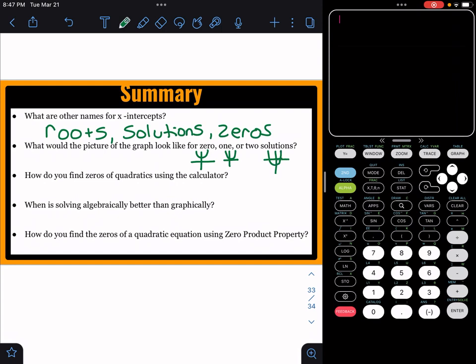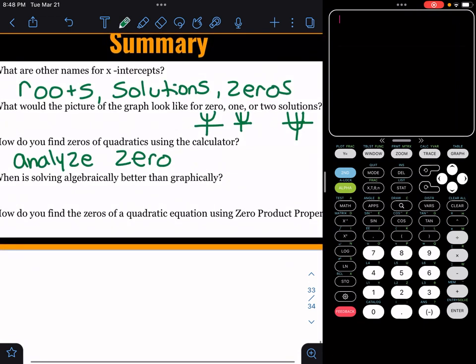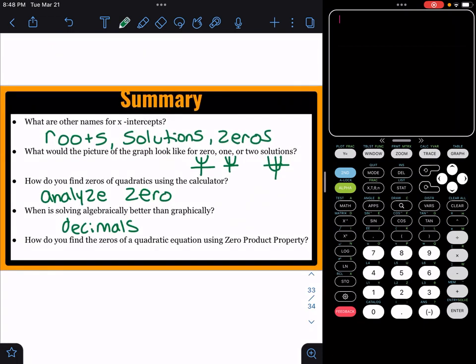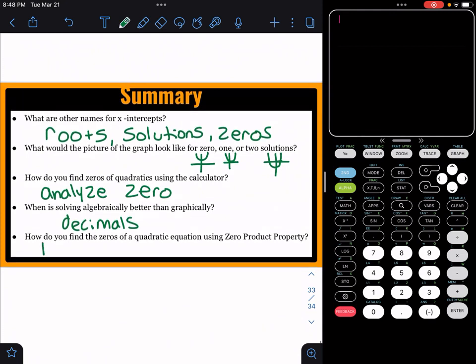How do you find the zeros of a quadratic using the calculator? You could use the analyze zero key, where you have to do the left bound and the right bound, which is a little bit to the left of it, and an upper bound a little bit to the right of it, and then it should tell you your answer. When is solving algebraically better than graphically? That's whenever you have decimals, because you're not going to be able to sit there and count the spots. And how do you find the zeros of a quadratic equation using the zero product property? You factor and set equal to 0, then solve.